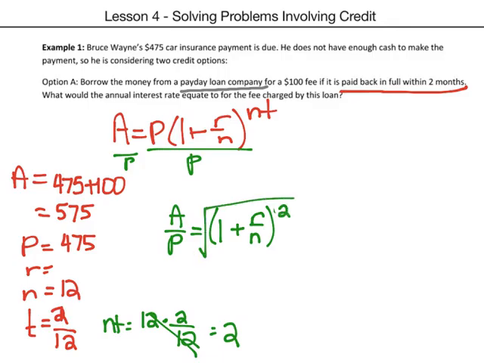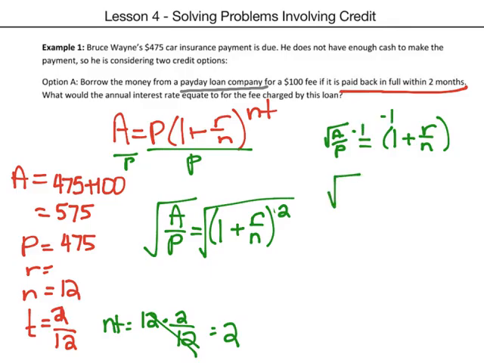So we're going to square root both sides. So we have the square root of A over P is equal to 1 plus R over N. Then we're going to subtract 1. So the square root of A over P minus 1, and then we are going to times by N. Now you can do that with all the numbers as well. Some people like to manipulate the formula first, whatever you choose.